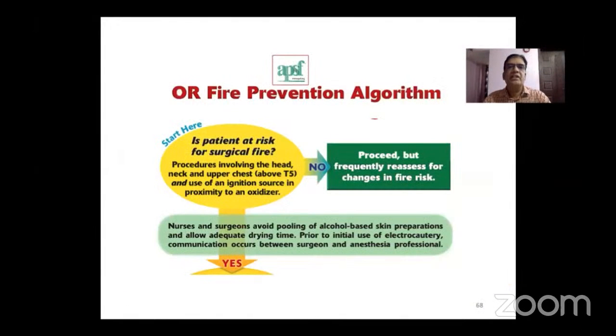In fact, the APSF also gives an operating room fire prevention algorithm. For example, if there is a head and neck surgery and you are going to use an oxygen source and you are going to use a cautery. If that is not there, it is safe. You can go ahead with the surgery. But if you are going to have all these things, nurses and surgeons have to judiciously use alcohol and follow all the protocols. And there should be good communication between the nurse, surgeon, and the anesthesiologist.